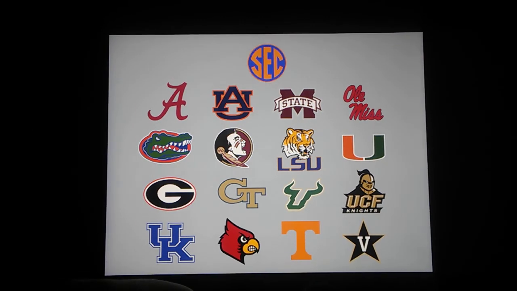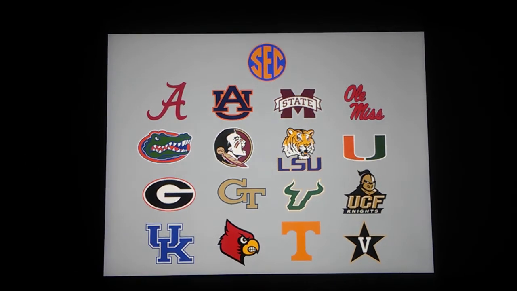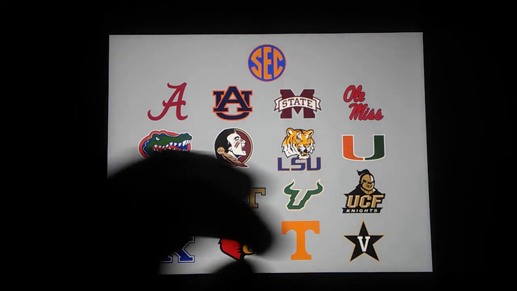SEC, the West we have Alabama, Auburn, Mississippi State and Ole Miss. Sorry. The Gulf we have Florida State, LSU, Miami. That's a heck of a pod right there. And then we have Georgia in the East, here we have Georgia Tech, South Florida, and UCF for Central Florida. And then the North we have Kentucky, Louisville, Tennessee, and Vanderbilt.